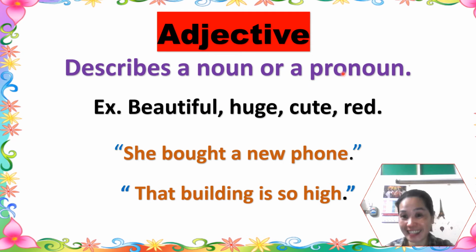Next is adjective. An adjective describes a noun or a pronoun. For example, beautiful, huge, cute, and red. In a sentence: she bought a new phone. The adjective in this sentence is new. New describes the phone, which is the noun, the name of a thing.